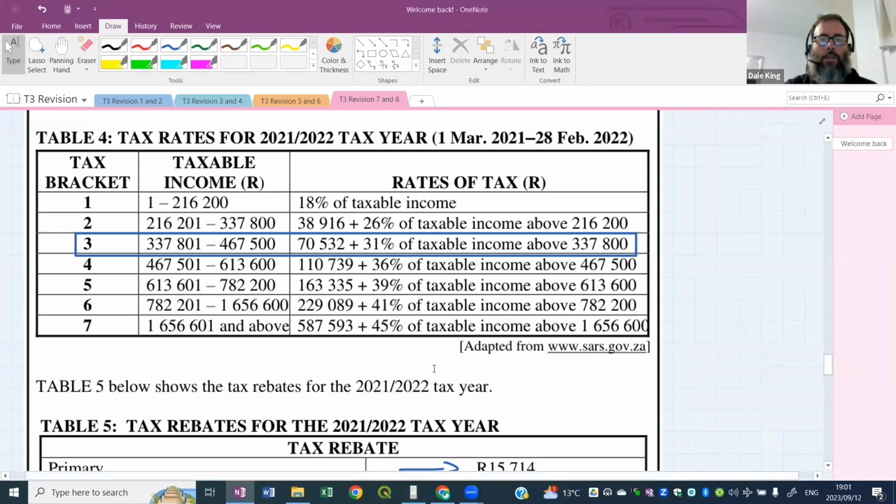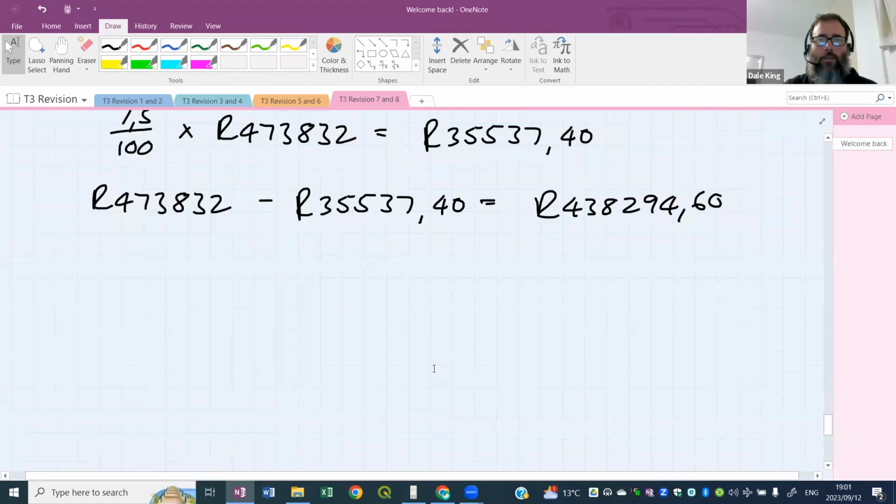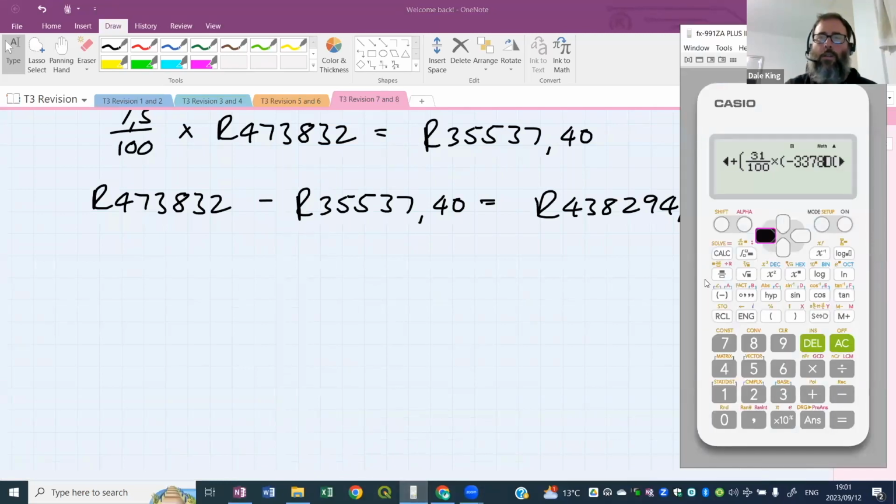And what is the amount I need to be? 438,294.60. So I'm going to come back to my calculator and put that in here. So 438,294.6. All right, that should be it. Ben, what did you get? I got 101,685.33. All right, there we go. That's it. I also got the same thing, 33.